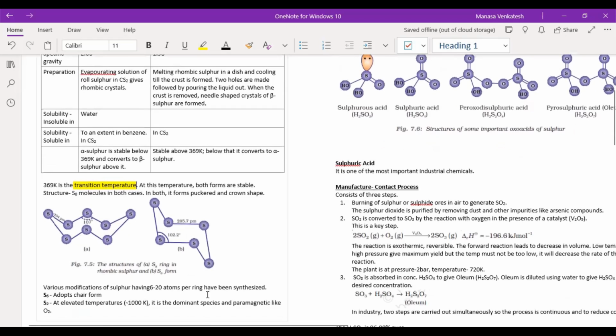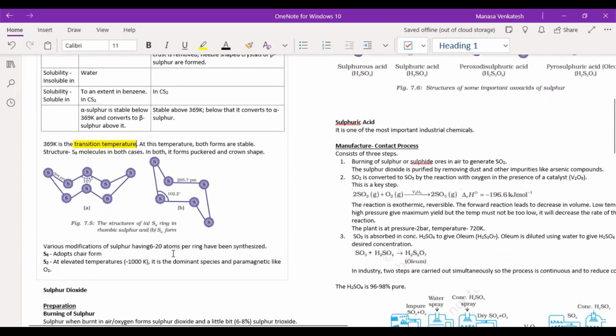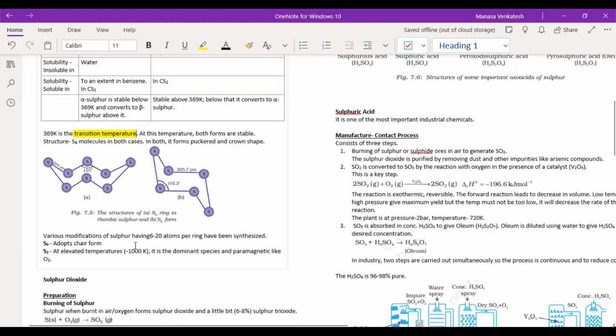So here you have the two structures of S8, the ring in rhombic, and the S6 form as well. Various modifications have 6 to 20 atoms. S6 actually adopts a chair form, so it's a chair shape. And S2 is present at elevated temperatures, approximately 1000 Kelvin. It is the dominant species and it's paramagnetic, similar to oxygen.